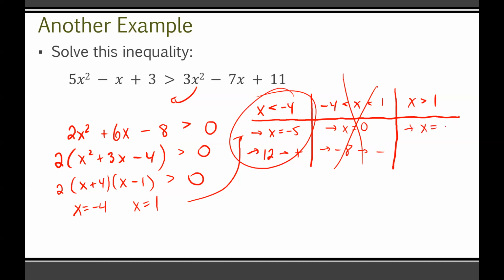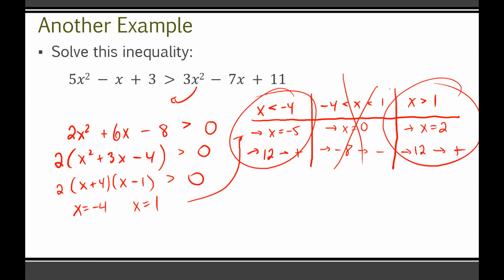Probably a pretty obvious one to plug in would be x is equal to 2. Throw that into this inequality. It's such a habit calling it an equation, but plug it right in, and you're going to find once again that you get +12 as an answer. And +12 is, of course, positive. That's a successful solution as well.